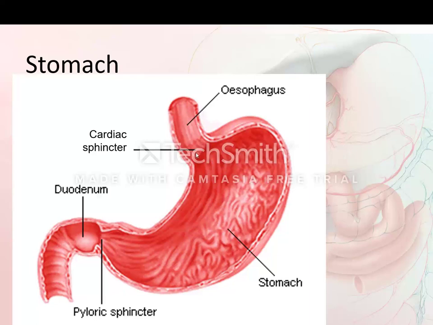Now, to control that, so we don't want food to be able to pass back up into our esophagus or pass out into our small intestine before it's been digested. So we have, at these exits and entry points, what is called a sphincter.